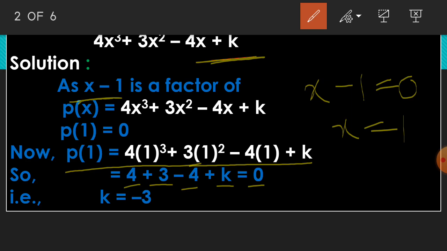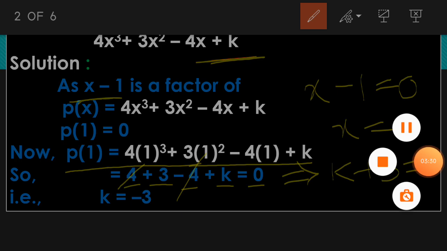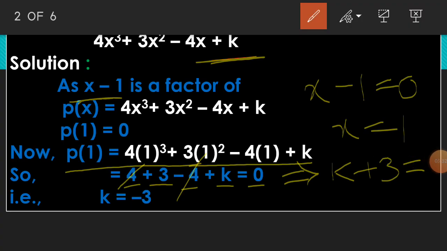Now if you see, this plus 4 and minus 4 get cancelled, and we get the result as k plus 3, or 3 plus k, whatever it is, equal to 0. So now taking this 3 to the other side, we get k equal to minus 3. This is how we find an unknown value in a polynomial.